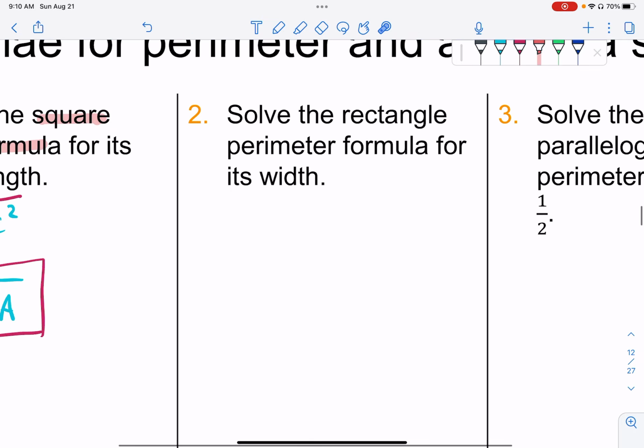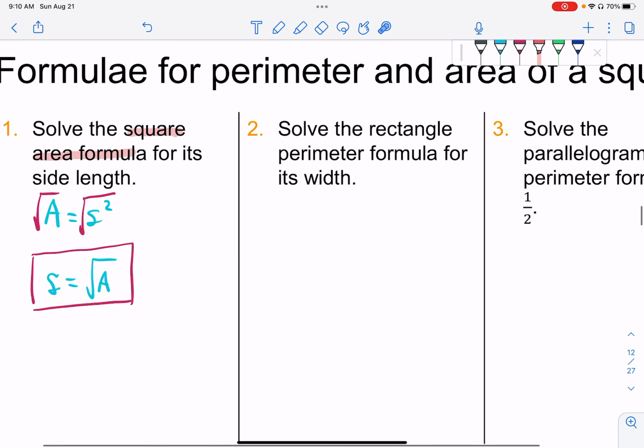Okay, let's look at number 2. Solve the rectangle perimeter formula for its width. P is equal to 2L plus 2W. Now, I showed you in the previous video how to do this slightly differently, if the 2 was, say, factored out of this quantity. And right now it's not. So I'm going to do this again, slightly differently, but end up with an equivalent answer.